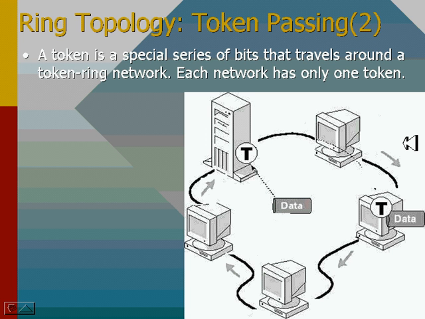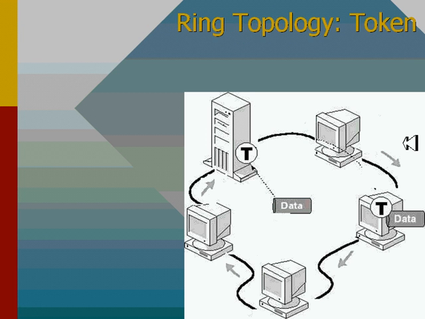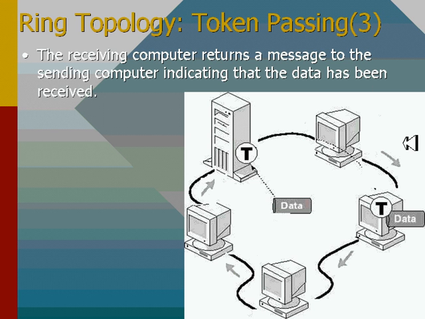The data passes by each computer until it finds the one with an address that matches the address on the data. The receiving computer returns a message to the sending computer indicating that the data has been received. After verification, the sending computer creates a new token and releases it on the network. The token circulates within the ring until a workstation needs it to send data.